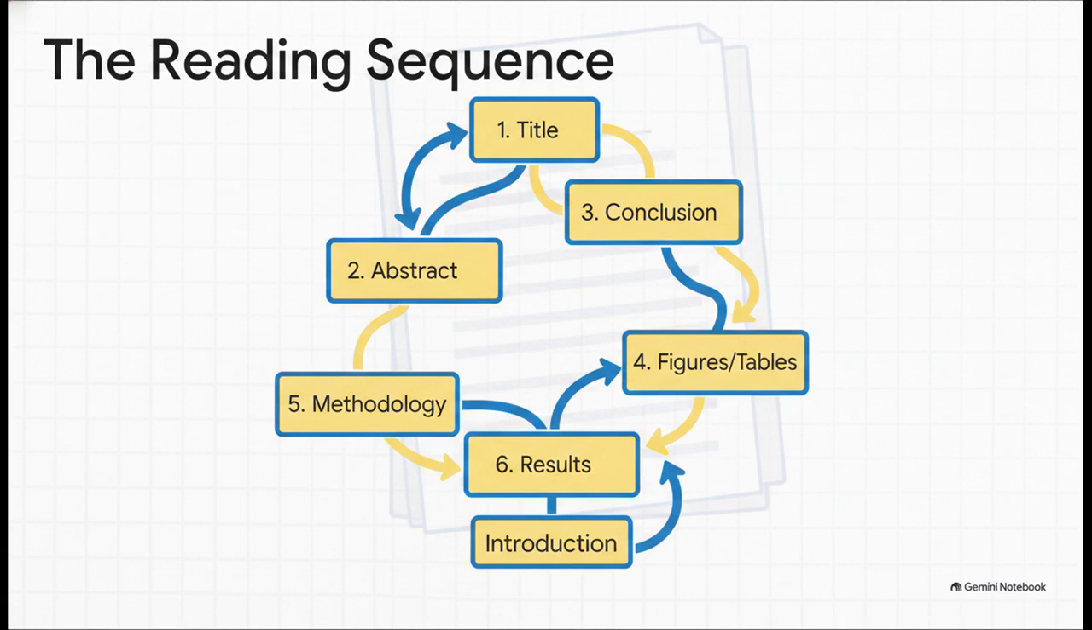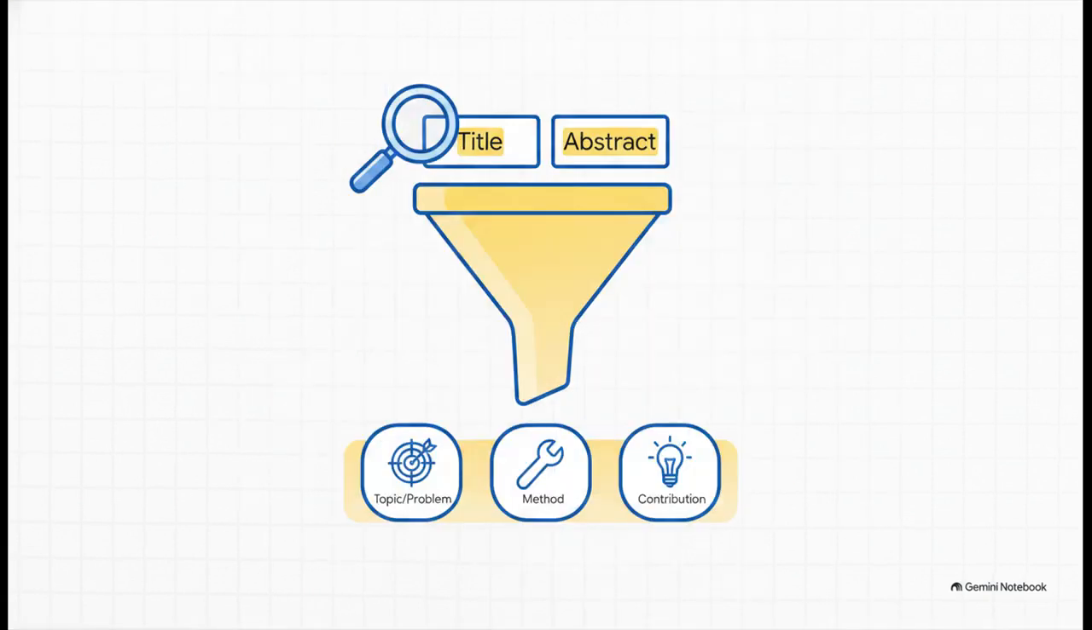I know, right? It looks totally backwards. But this exact sequence lets you surgically extract the purpose, the contribution, and the relevance of a paper way before you get sucked into reading paragraphs of dense text. Let's break down exactly how this works. We start with steps 1 and 2, the title and the abstract, basically your ultimate first filter.